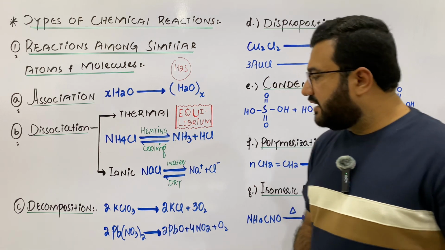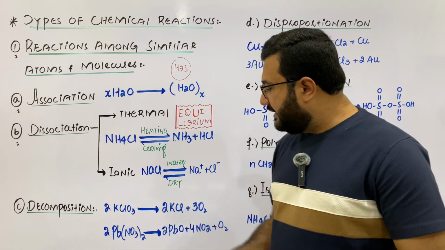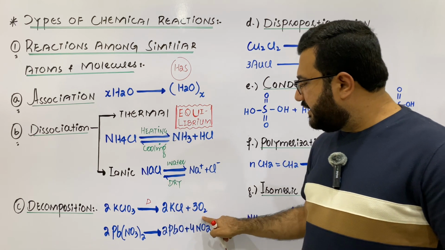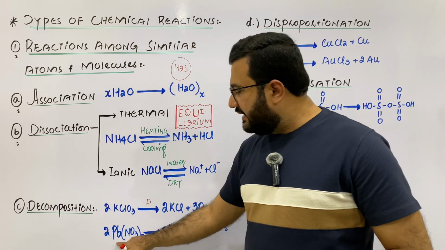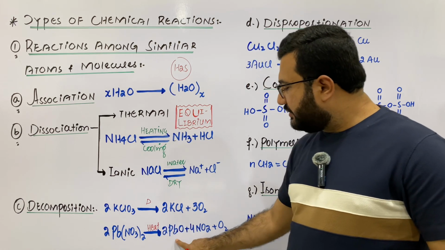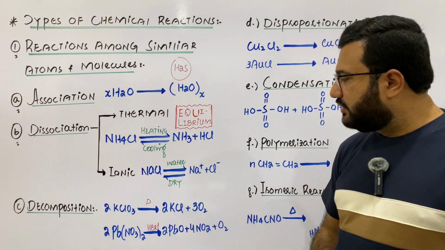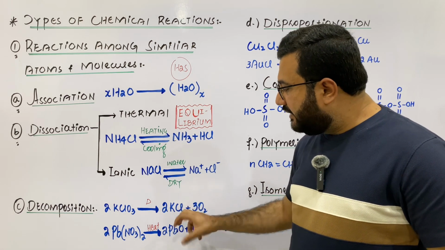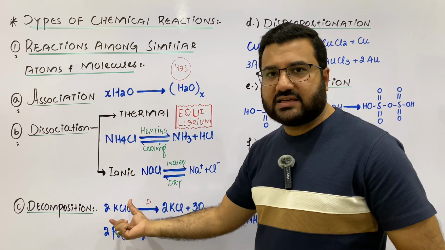Just like the potassium chlorate, when heated, it is decomposed into potassium chloride and oxygen. And similarly, the lead nitrate on heating is decomposed to form lead oxide, nitrogen dioxide and oxygen. But dear students, these molecules on cooling do not react to form the original substance again.